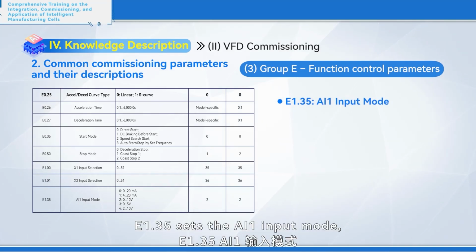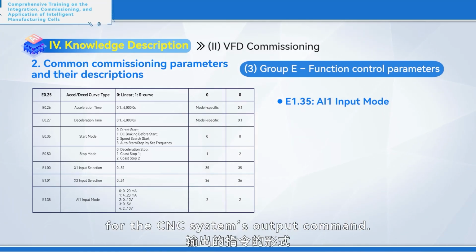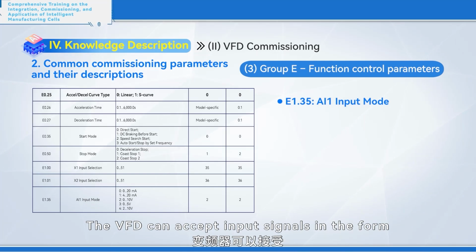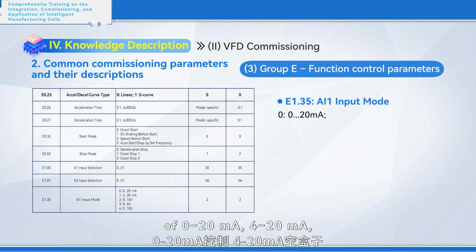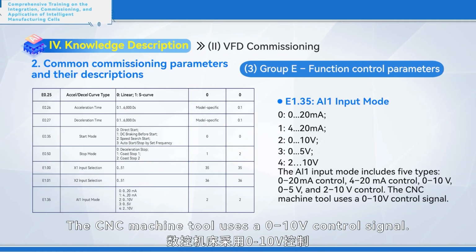E1.35 sets the AI1 input mode, specifying the input signal format for the CNC system's output command. The VFD can accept input signals in the form of 0 to 20 milliamperes, 4 to 20 milliamperes, 0 to 10 volts, 0 to 5 volts, and 2 to 10 volts. The CNC machine tool uses a 0 to 10 volts control signal.